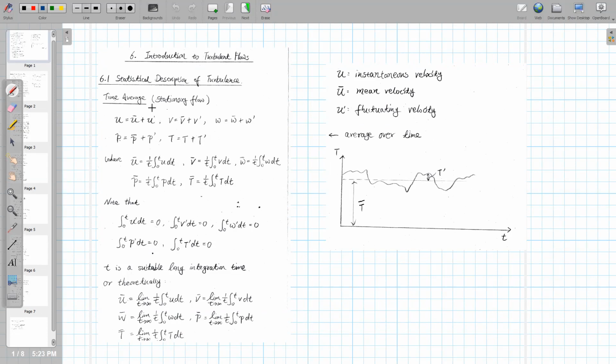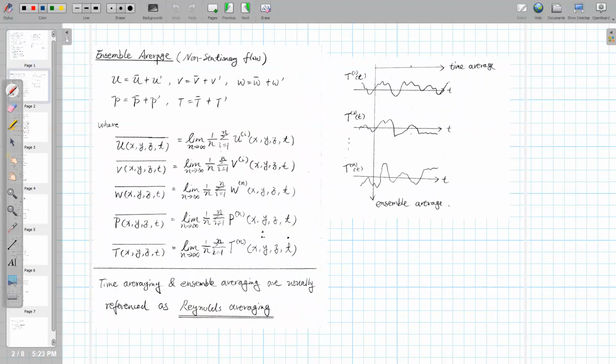As I said, it's only working for the steady state flow. But for unsteady state flows, how can we use the math to describe this turbulence quantity? That is the second averaging. It's called the ensemble averaging. It can work for non-steady state flows. Again, it still has two parts.